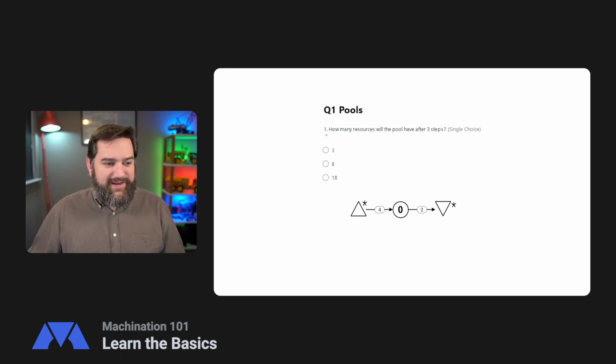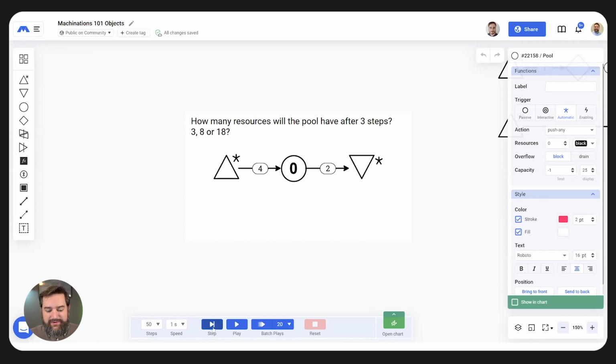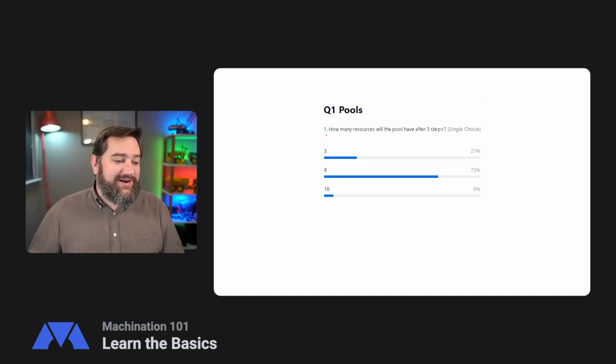Perfect. I'll end the poll there. So step 1, we have 4 resources come in. We didn't drain any at that point because the resources hadn't reached that end drain. Step number 2, we lost 2 resources, but we gained 4. Step number 3, we lost another 2 resources and we gained 4. So the correct answer there was 8.